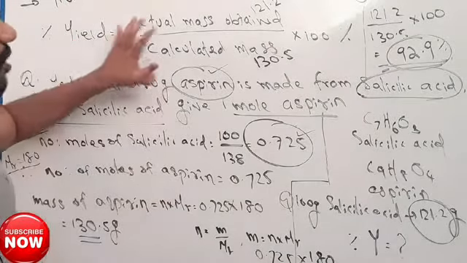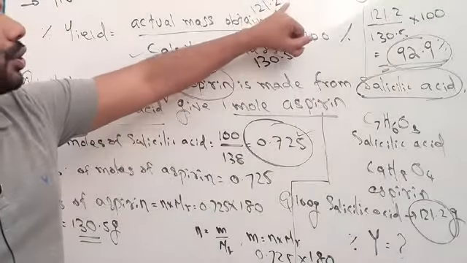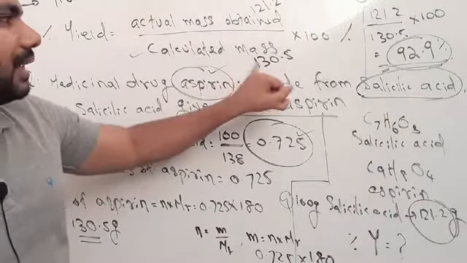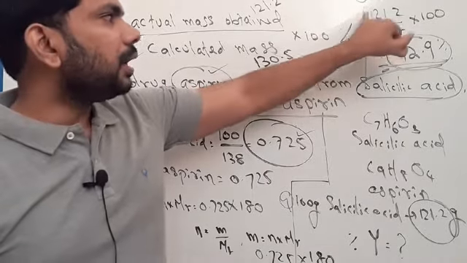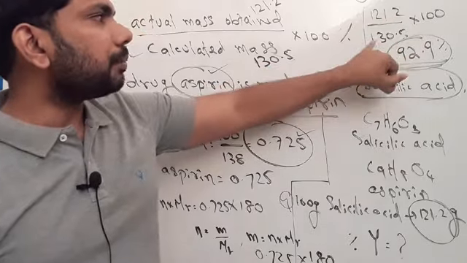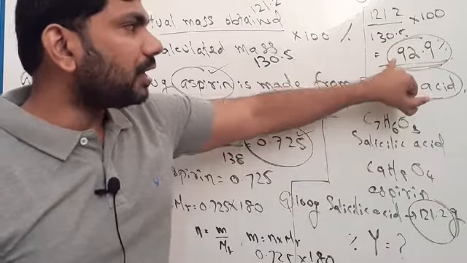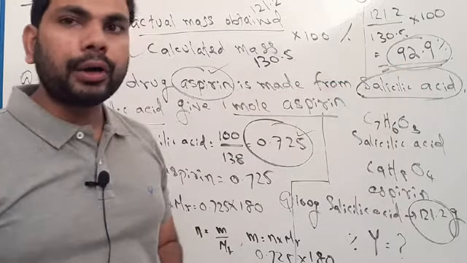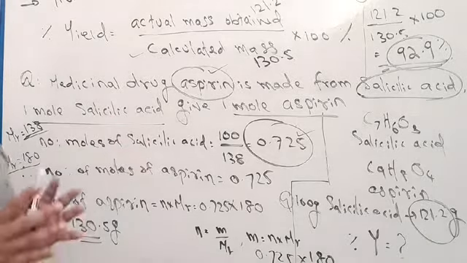Now you have all data here. Actual mass given in the question 121.2 divided by 130.5 times 100. That's we did here. So your final answer will be 92.3. So here we discuss percentage yield.